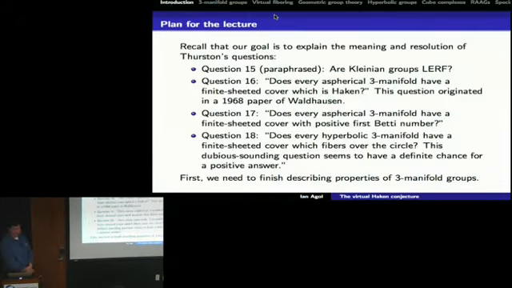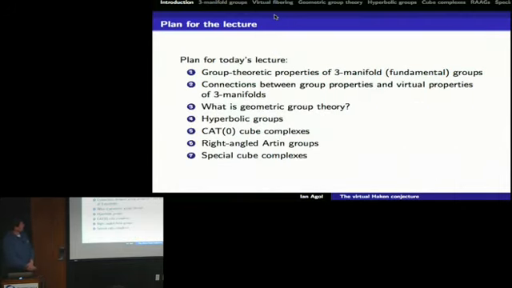So the goal of this lecture is to explain some geometric group theory in order to understand these questions of Thurston that I explained in the last lecture. I'm not going to talk about these for the first part of the lecture, for the most part. I wanted to describe a couple more properties of three-manifold groups, or actually properties of groups in general, that hold in some cases in the three-dimensional case. So the first part, I'll talk about some group properties and then connections between the group properties and these properties of finite covering spaces of three manifolds that are related to Thurston's questions.